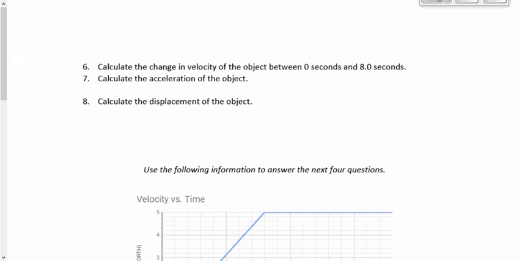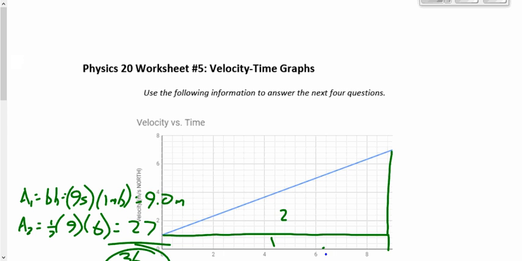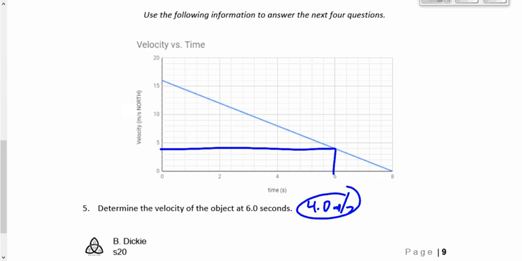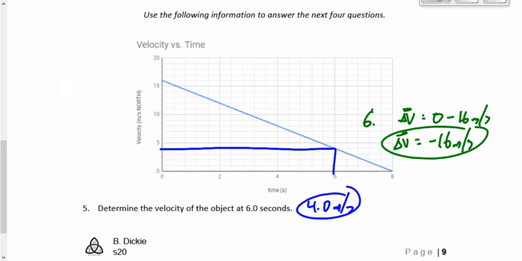Next question, number 6, the change in velocity between 0 and 8. Watch this. This is one that people get wrong on quizzes and tests. Between 0 and 8 seconds, the change in velocity is VF minus VI. The final velocity at 8 seconds is 0. The initial is 16 meters per second. The change in velocity is not 16 meters per second, but rather it's negative 16 meters per second, right?